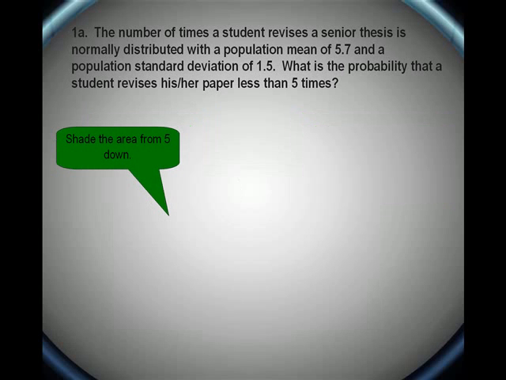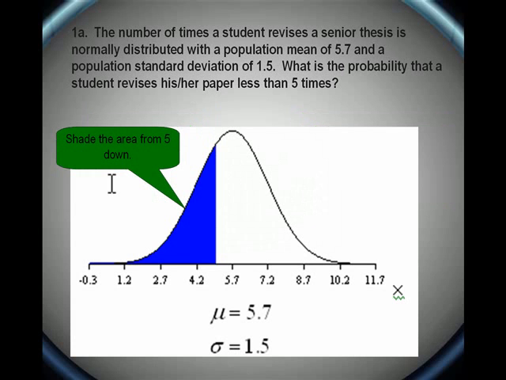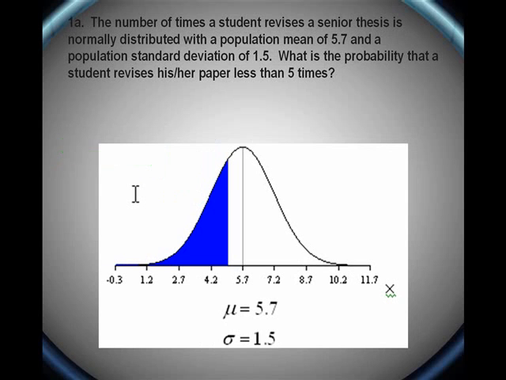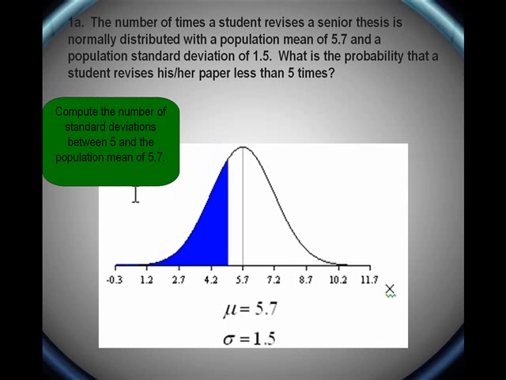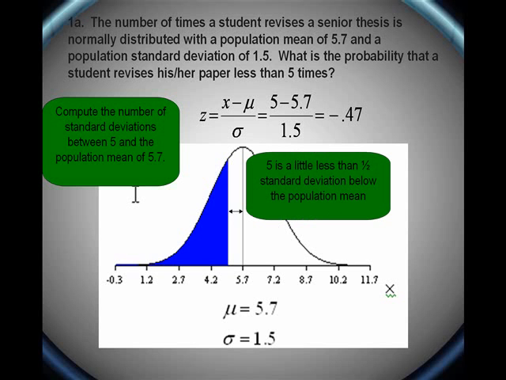So since we're interested in the probability that the number is less than 5, we're going to shade that area. Then we're going to compute the number of standard deviations between 5 and the population mean of 5.7. It's the area here between the arrows. And so we've got x minus mu over sigma, or 5 minus 5.7 over 1.5. That's minus 0.47. That means we're not quite 1/2 standard deviation below the population mean.